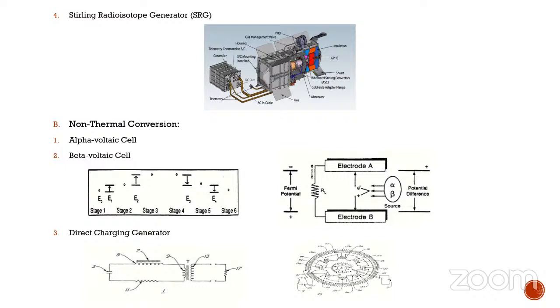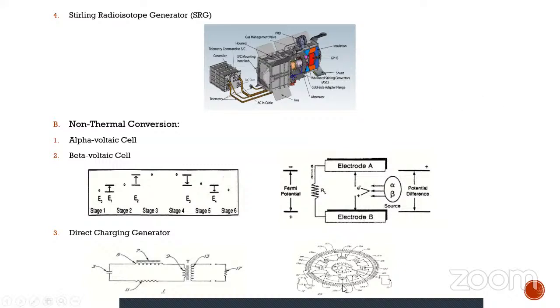So it's basic and simple: creating a potential difference using the radioactivity, and as a result, it runs the load. Now we have direct charging generators. They mainly consist of a capacitor which is charged. Basically, all the charged particles from the radioactive layer are deposited on one of the electrodes, which charges the capacitor, and then the electricity is generated. So we can see that there are a couple of capacitors available in this rounded figure.